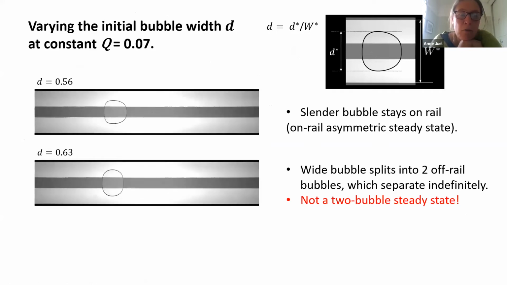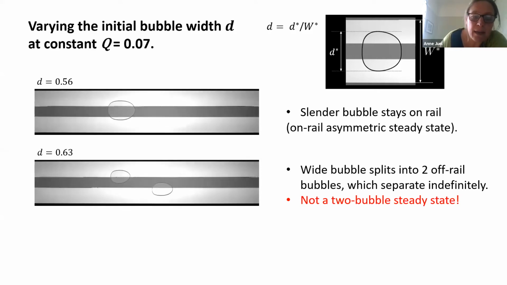So the first bubble deforms, but then it remains a single bubble and eventually adopts an on-rail, asymmetric, long-term behavior that is steady. The other bubble breaks in 2 and then never recombines, so you end up with 2 independent bubbles, essentially, that are each moving steadily, but the larger one is moving ahead. And essentially, that means that they are indefinitely separating.